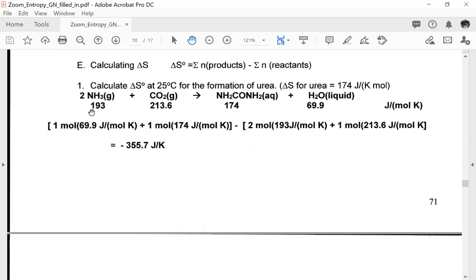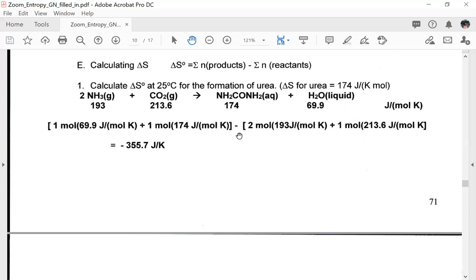So we put them in: 193 for ammonia, 213.6 for carbon dioxide, 174 for the urea, 69.9 for the water. These are the entropy values in the table, and the units are joules over mole Kelvin. We're going to have to use our coefficients. So 1 mole times 69.9 joules per mole Kelvin, that came from here. 1 mole, 174 joules over mole Kelvin, that came from here. These are our products.